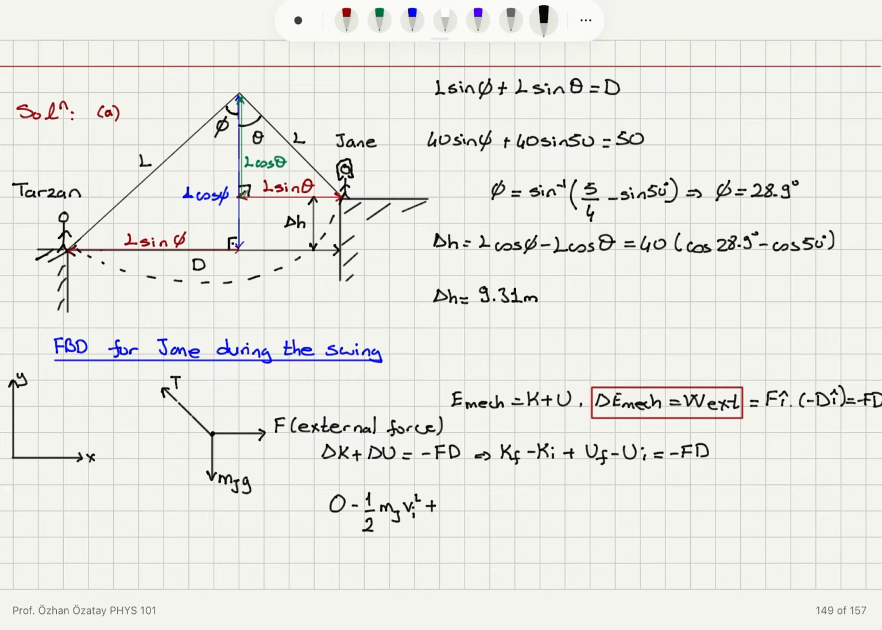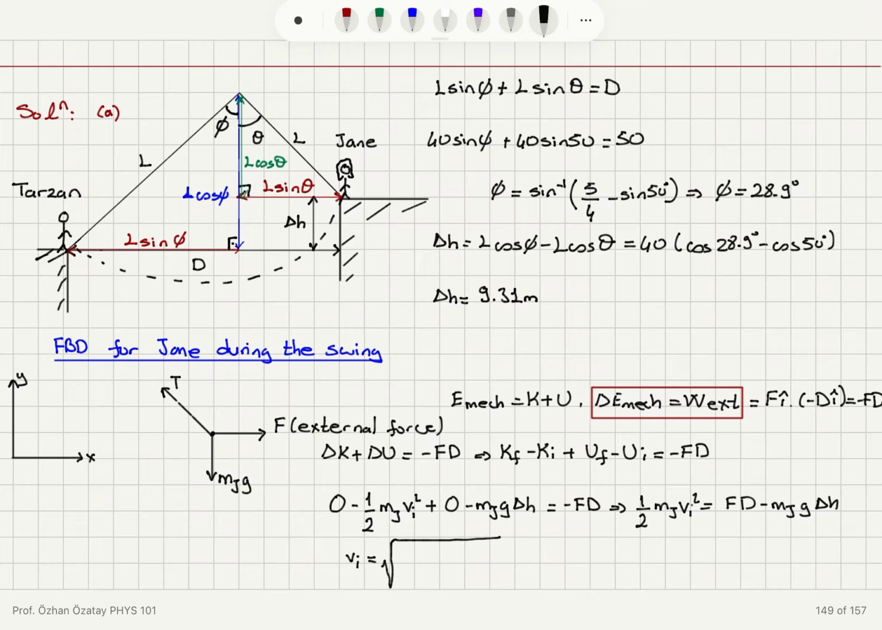If I call the final potential energy 0, there is an initial potential energy, which is mass of Jane times g times delta H, because I'm at a height h. So this must be equal to minus Fd. So I find that 1/2 mass of Jane v initial squared is Fd, if I take Fd to the left-hand side, minus mass of Jane g delta H. And from this I can isolate the initial speed.